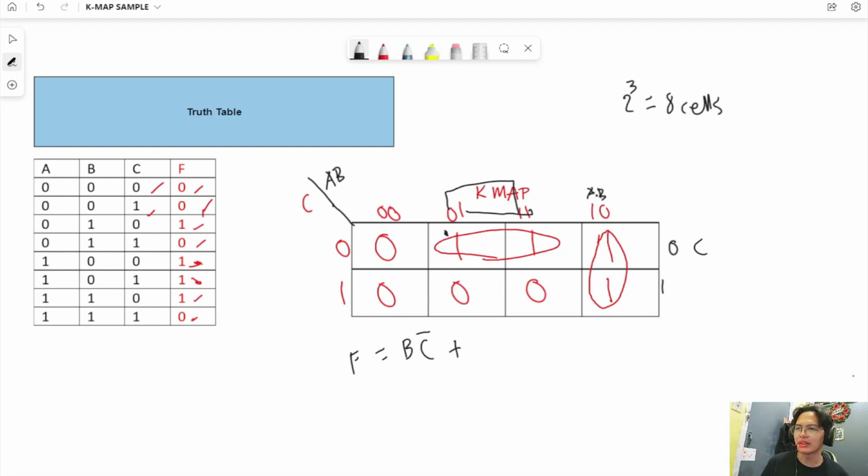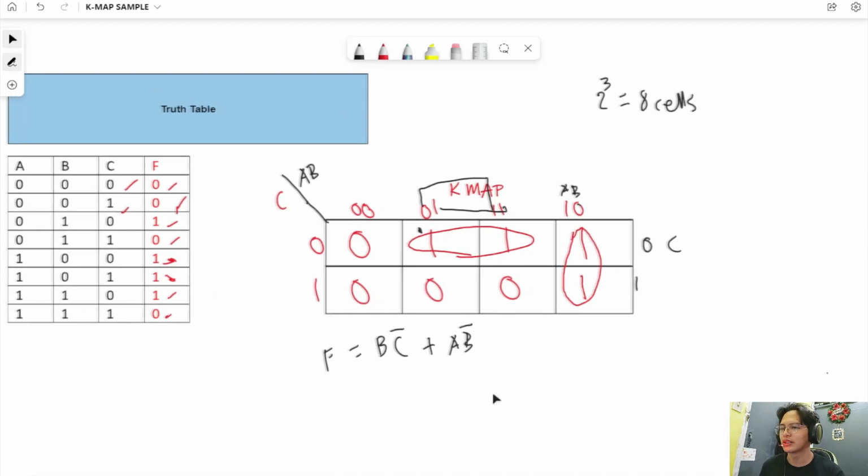At ang gagawin na natin is ipuput natin yung letter A at yung letter B nito. So as you can see here, yung letter A is 1. So tama lang siya. But yung letter B natin is 0. So magiging not B siya. And ito na yung function natin.